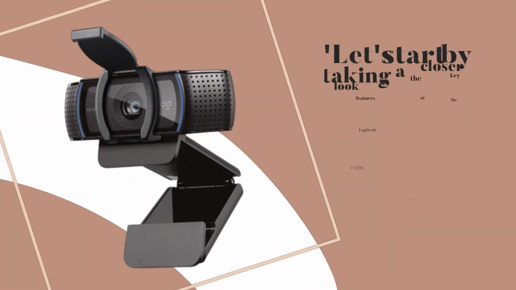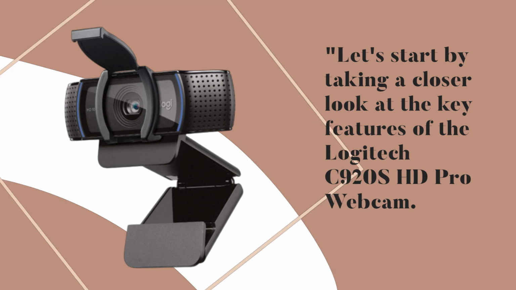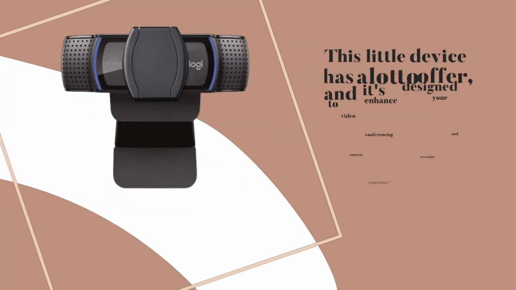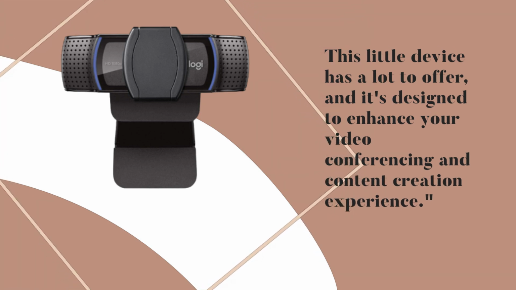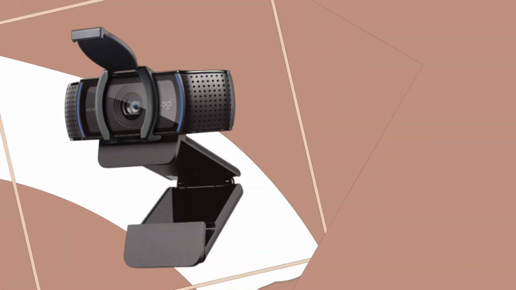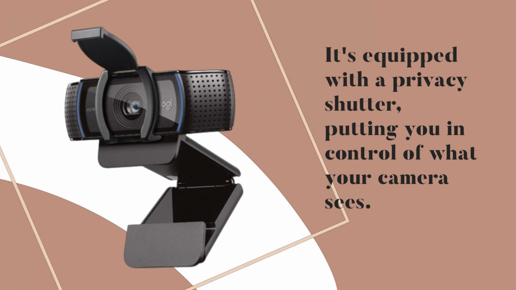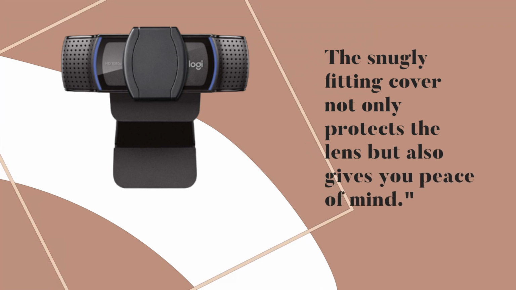Let's start by taking a closer look at the key features of the Logitech C920S HD Pro Webcam. This little device has a lot to offer, and it's designed to enhance your video conferencing and content creation experience. Privacy matters, and this webcam comes prepared. It's equipped with a privacy shutter, putting you in control of what your camera sees. The snugly fitting cover not only protects the lens but also gives you peace of mind.